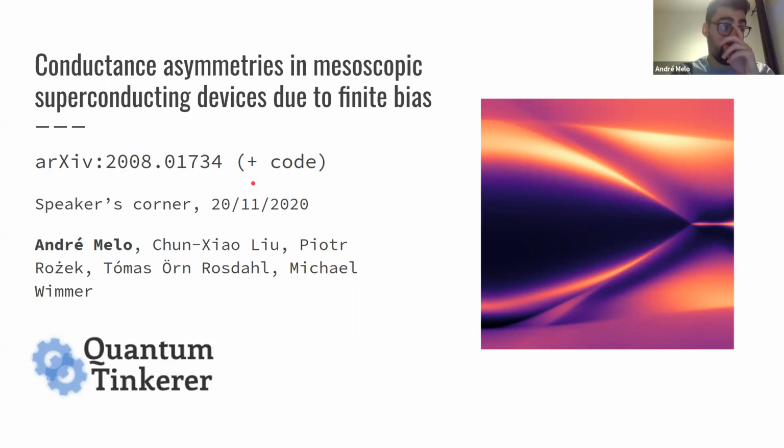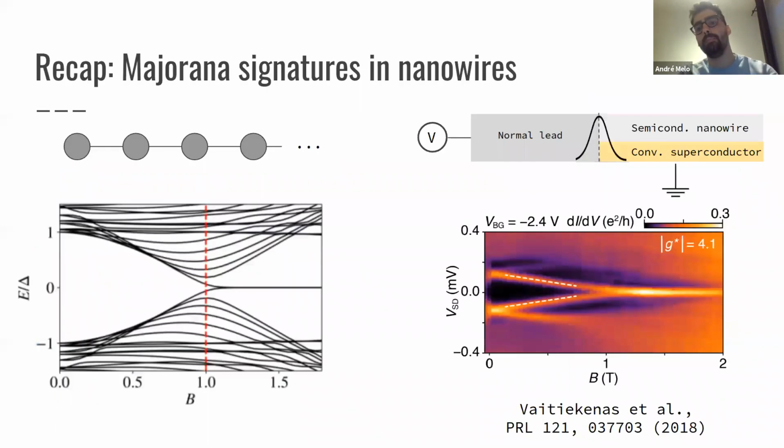The mechanism that I'm going to talk about in principle applies to any tunneling conductance experiment with a gate-defined tunnel barrier, but we choose to focus in our paper on Majorana devices, in particular nanowires. So I'm going to start with a brief recap of how Majorana signatures relate to conductance experiments.